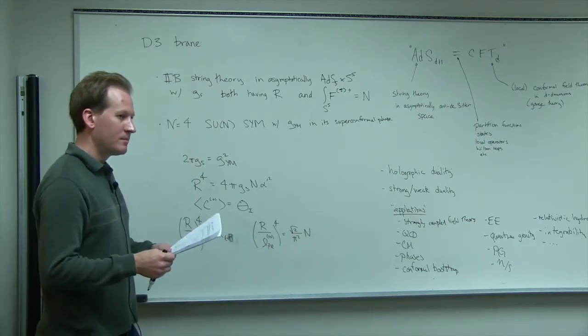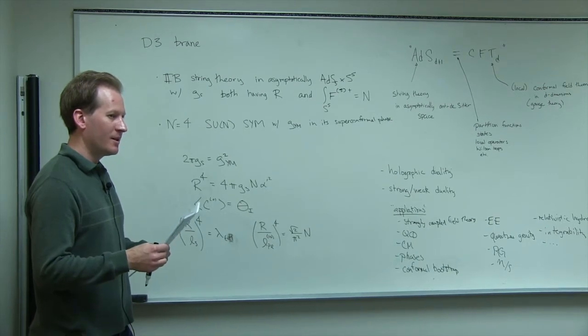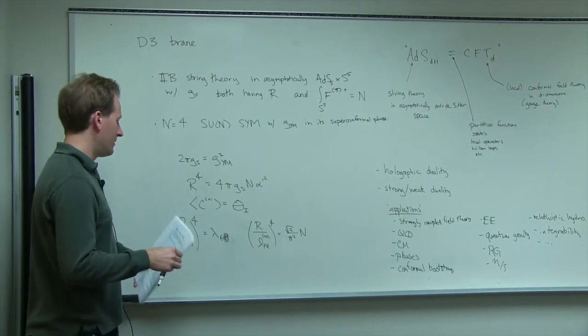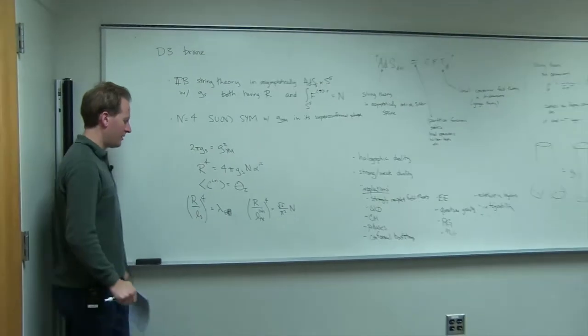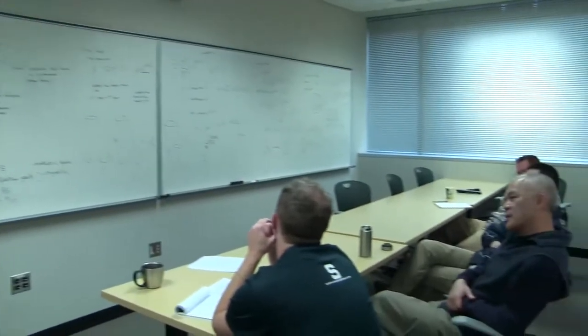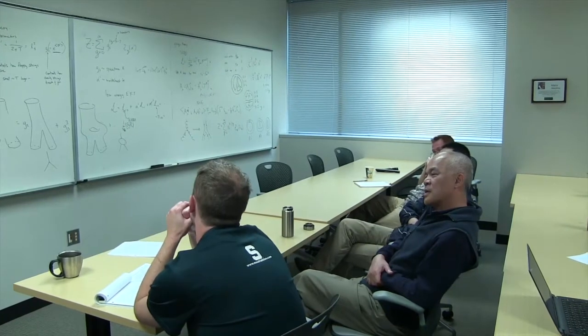Could you say it again, repeat that? I don't really get it. Yeah, the first, lambda, for example, lambda to... When that becomes large, yes, R is large compared to the string length. String length. So what's R again?